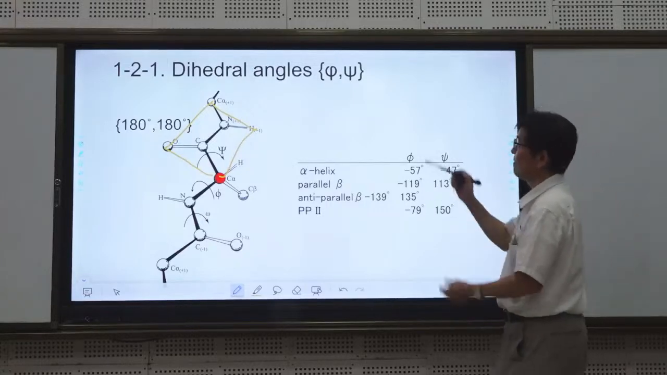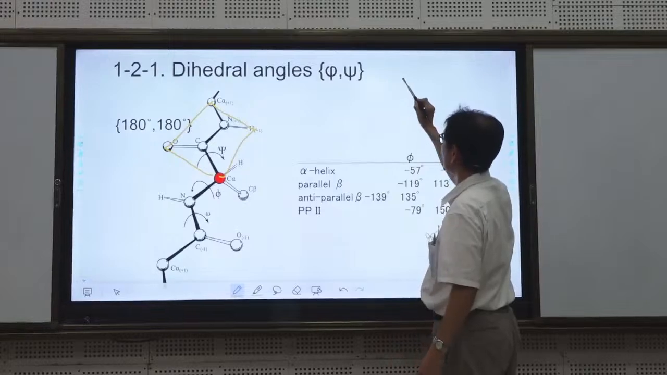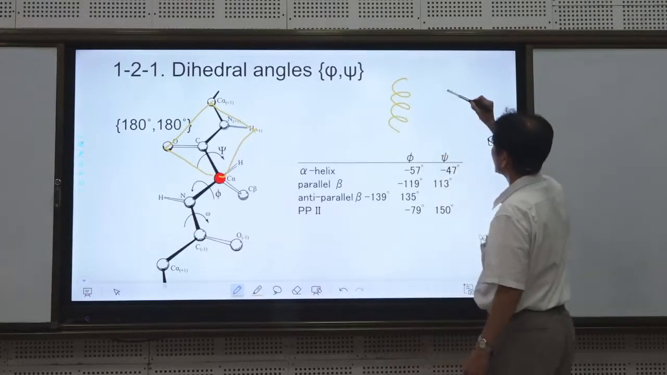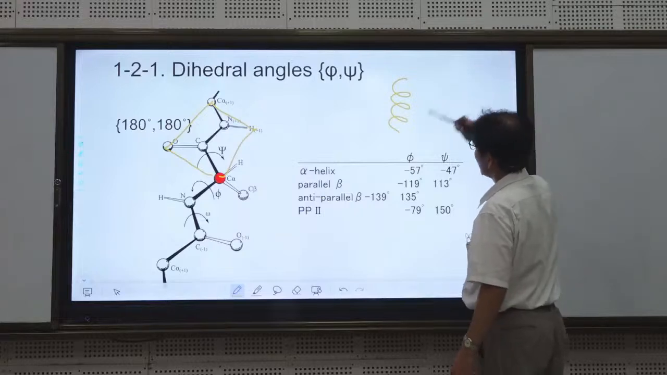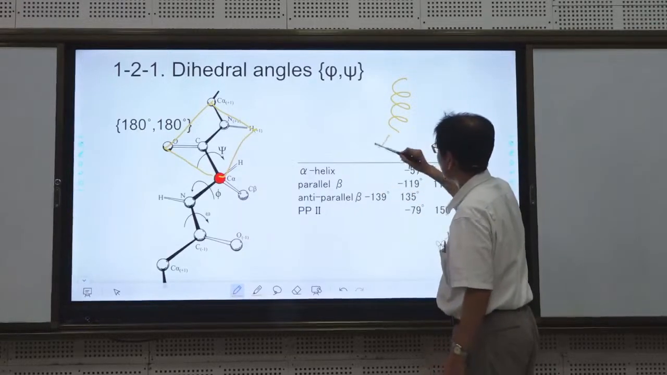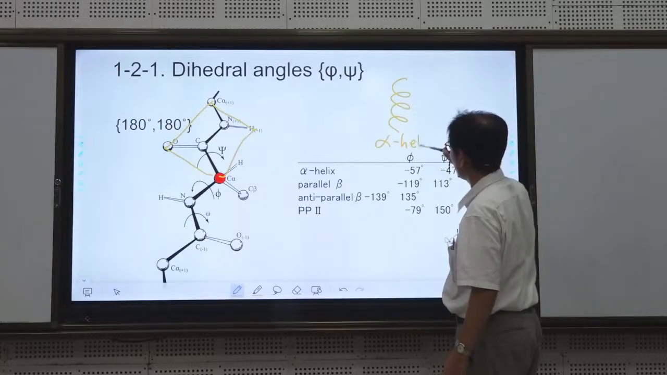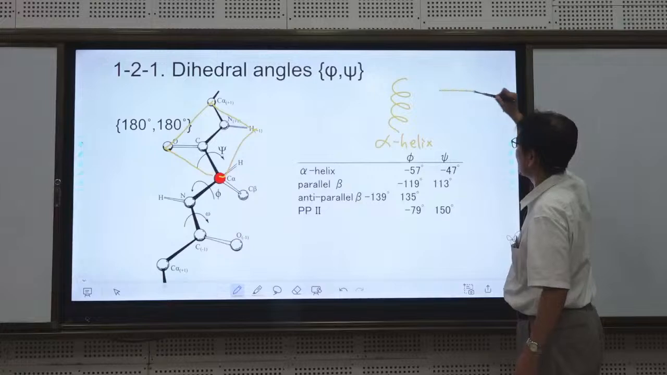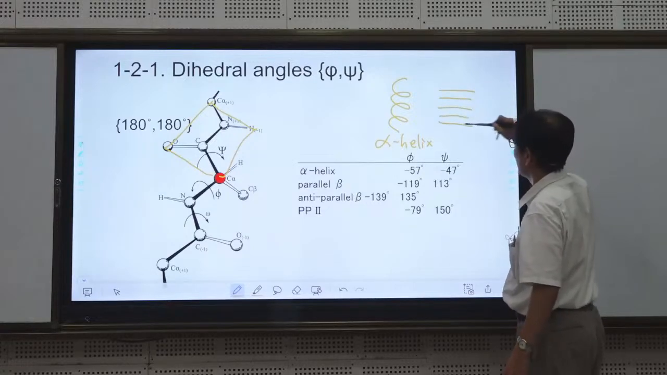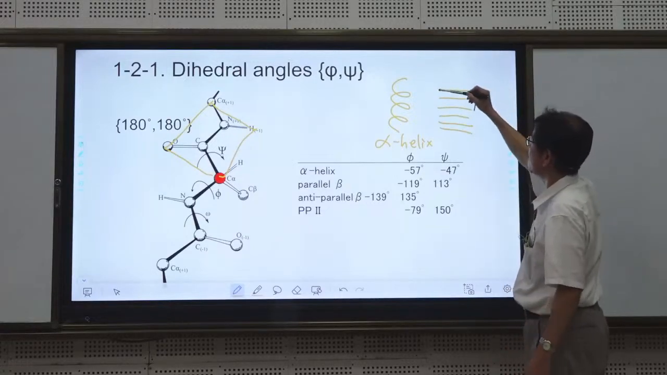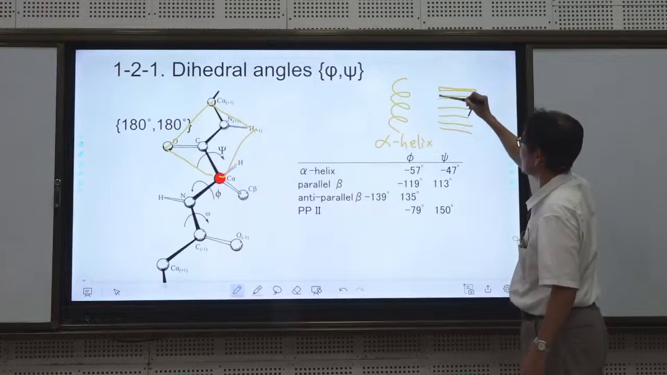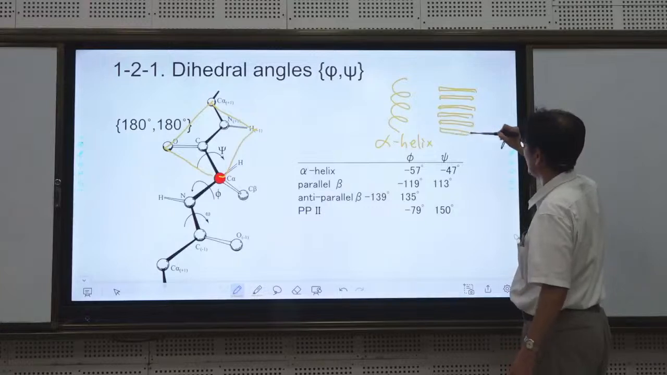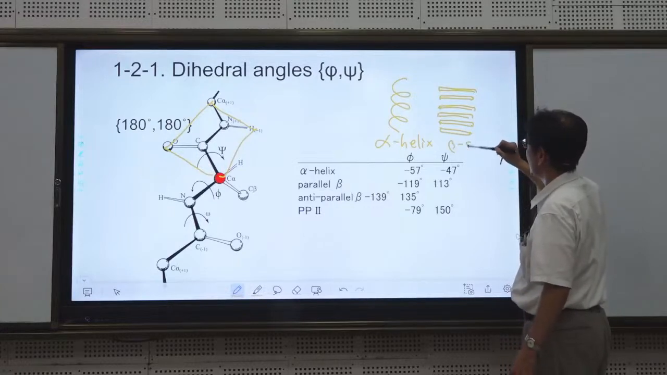And sometimes peptide main chain forms a helical structure. This is alpha helix. Sometimes the peptide main chain stacks to form a sheet structure. This is beta sheet.